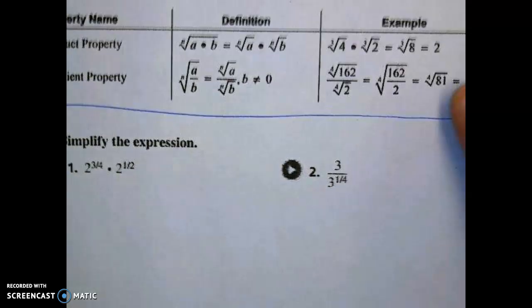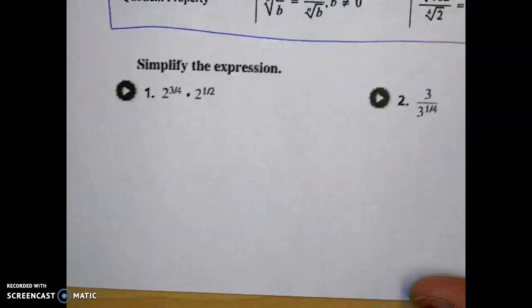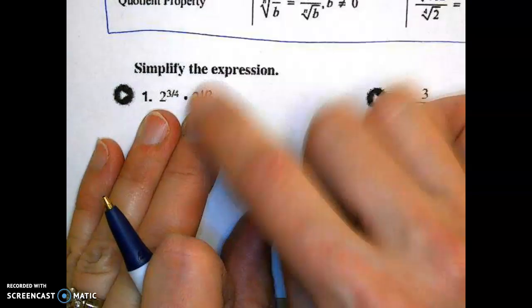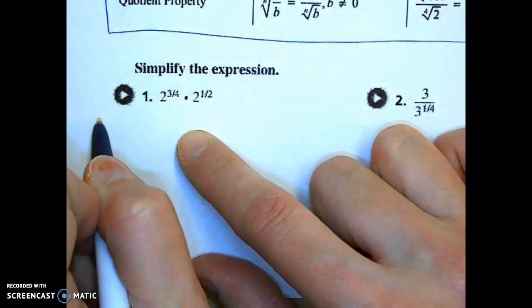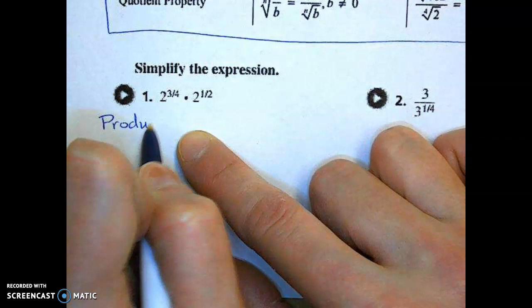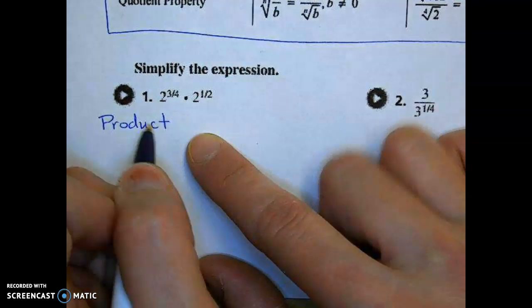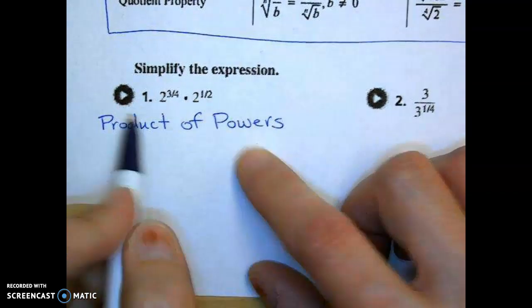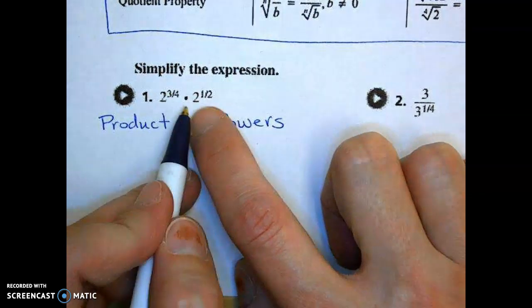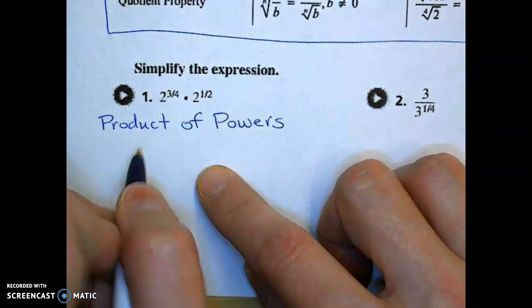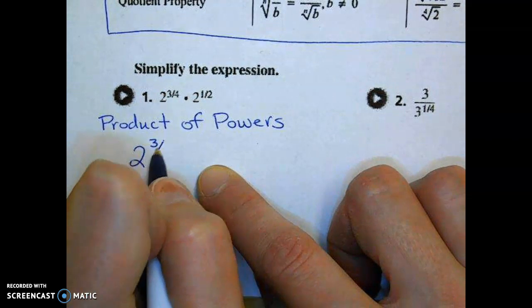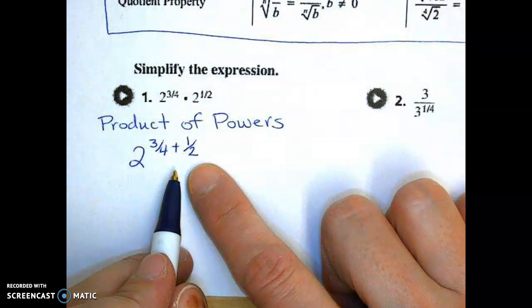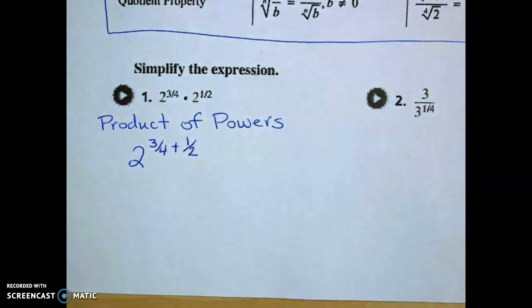So this has 2 to the 3/4 power times 2 to the 1/2 power. So if we look up above, this is a times problem. This is a product problem. Multiplication is called a product. This is the product of powers rule from up above. It's 2 to a power times 2 to another different power. You can add that up. You can take 3/4 plus 1/2. You can add their powers. That's how the product of powers work. You can add 3/4 plus 1/2.